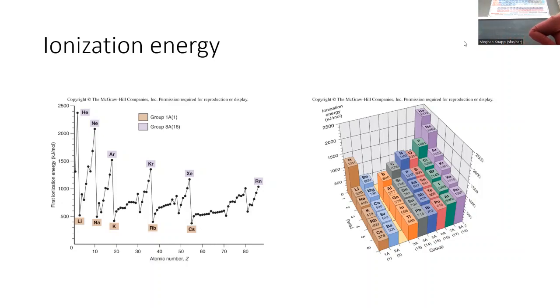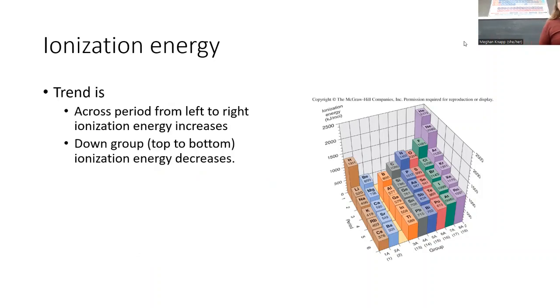Okay, so the trend is across the period from left to right, the ionization energy increases. So as size gets smaller, ionization energy goes up. And then down the group, ionization energy decreases. So as size goes up, ionization energy goes down.